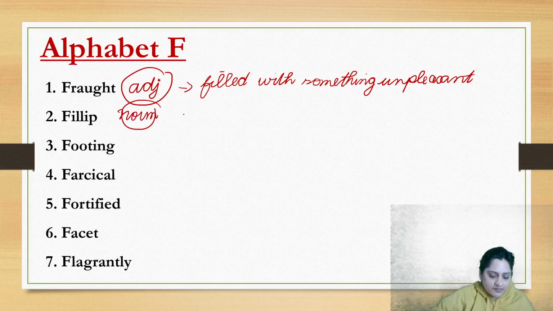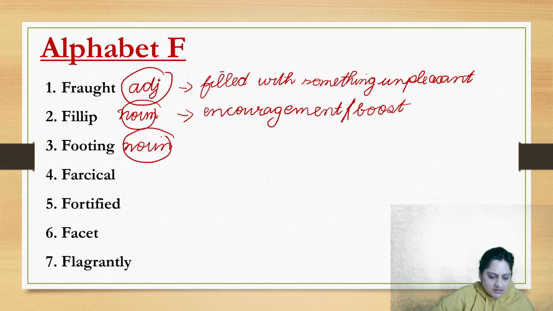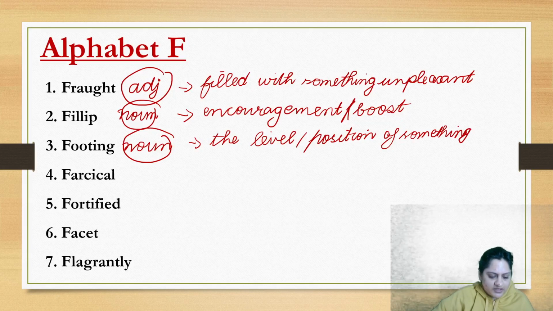Fillip is a noun word meaning something which acts as a stimulus, basically encouragement. Fillip is boost, encouragement, okay, something which will act as a stimulus. Footing means the level or position of somebody or something. You can say किसी चीज किसी का पद, right? Or to be on an equal footing with someone, you are on the same level with somebody. Somebody's post, position, okay, is a footing.